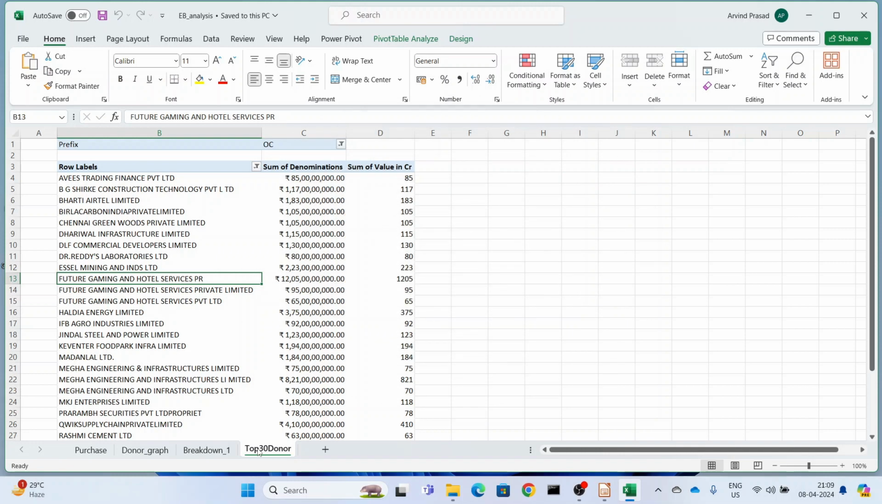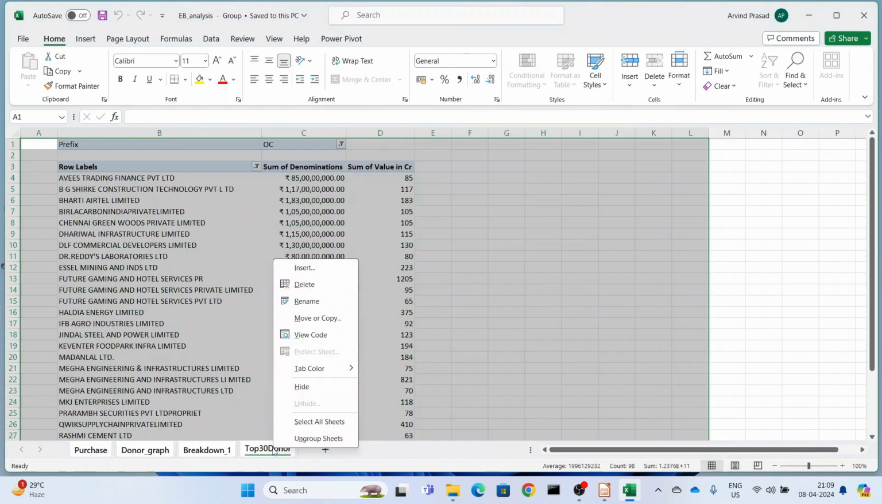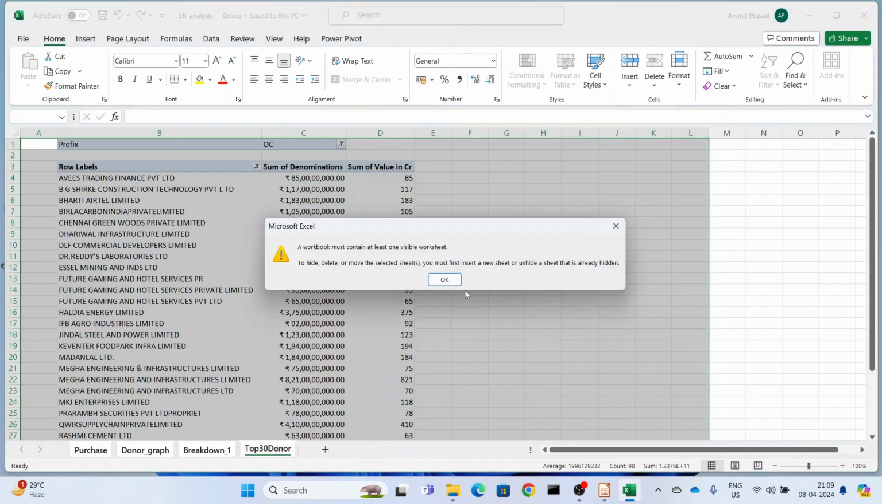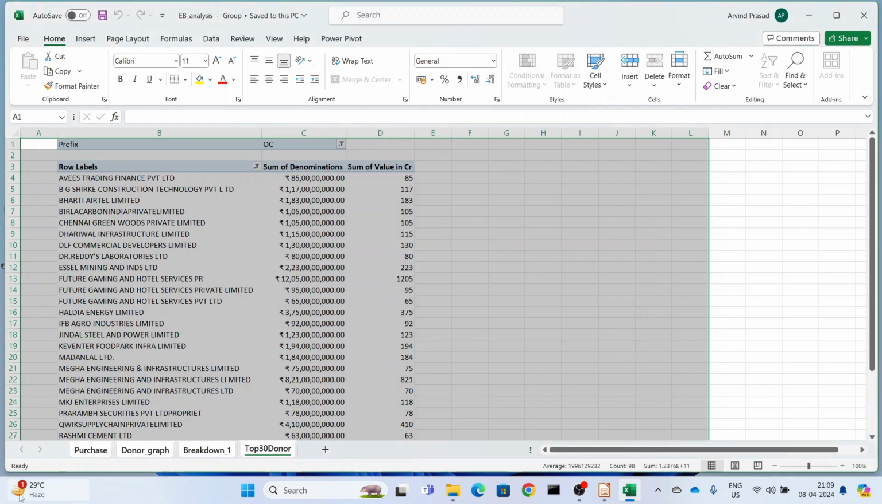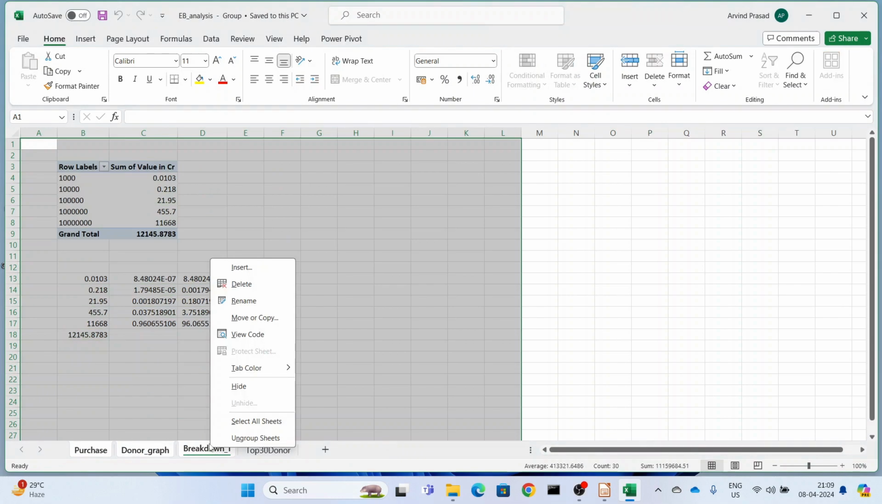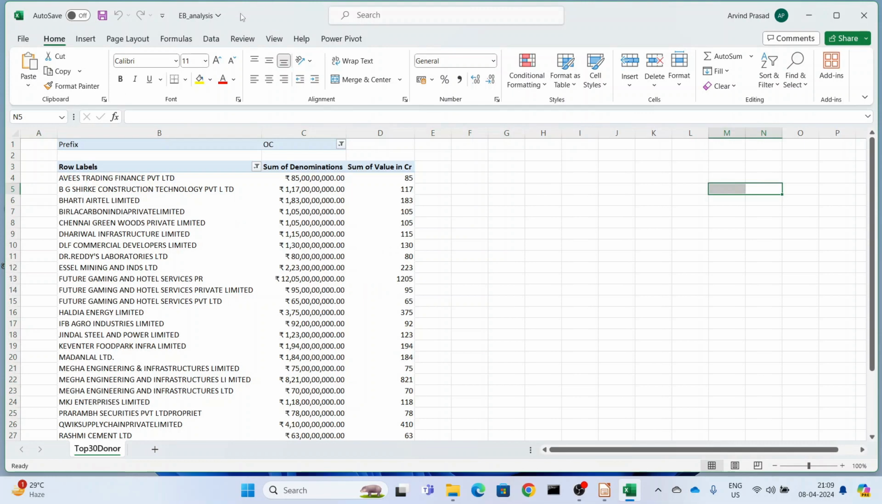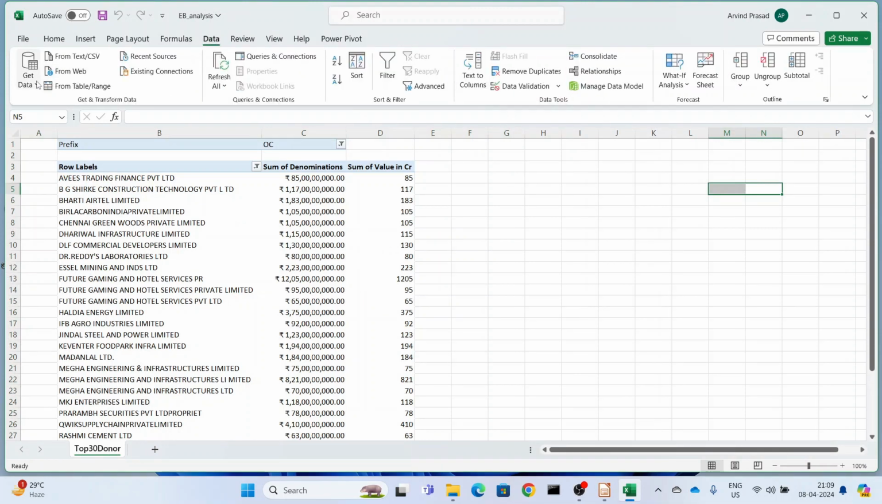So you all are familiar with this sheet. This sheet is something we have discussed in the last lecture. And now we'll do something. What we'll do is we'll hide these worksheets. We'll have to keep one visible worksheet, so let's take purchase, donor, breakdown, and let's hide it. That would make it a bit convenient. And then we go and import the data of redemption.